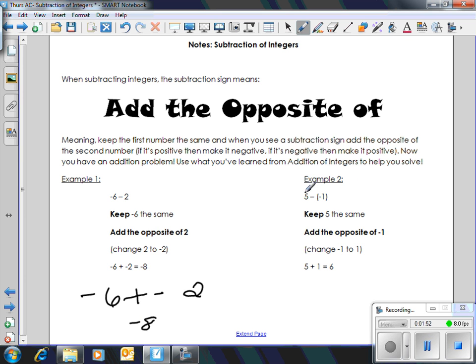Example 2, we are going to keep 5 the same. We are going to add, so this is going to be 5 plus, this is a negative 1, so we're going to change that negative to a positive. And now we have a paycheck of $5, a paycheck of $1, which gives us $6 total. And we still have that money, so it's positive.